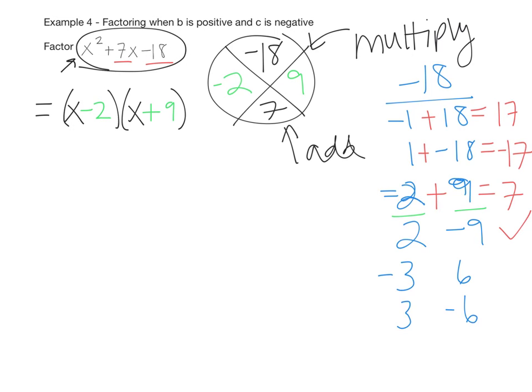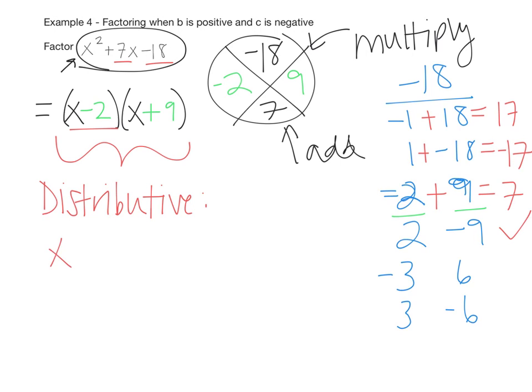Let's go ahead now and multiply our two binomials just to double check that we get our original trinomial. I'm going to try distributive again this time. If you want to try foiling, that should work just as well. I'm going to take my initial binomial and give each piece to the second binomial. So I'm going to multiply x times x plus 9. And then I'm going to multiply negative 2 times x plus 9.